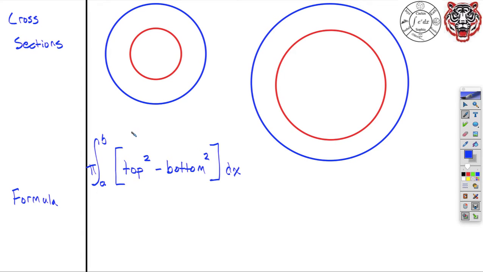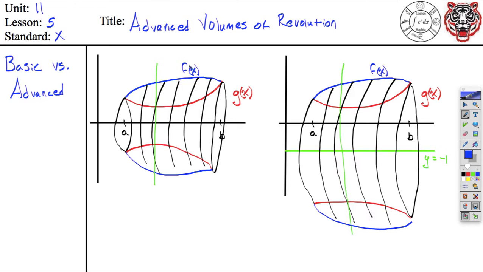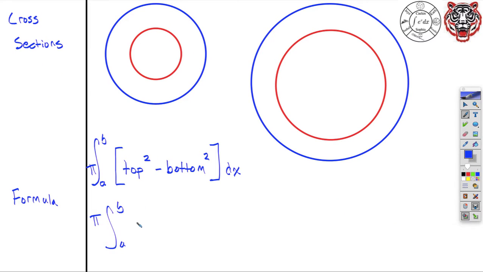Okay, so what was the actual formula for this when we have two functions? It's the same thing, but inside the brackets is f of x. So same thing, pi from a to b, and then which one was f of x? The top one in this case was f of x. So it's going to be f of x, all of that squared, minus g of x, all of that squared, and put brackets around it, dx.